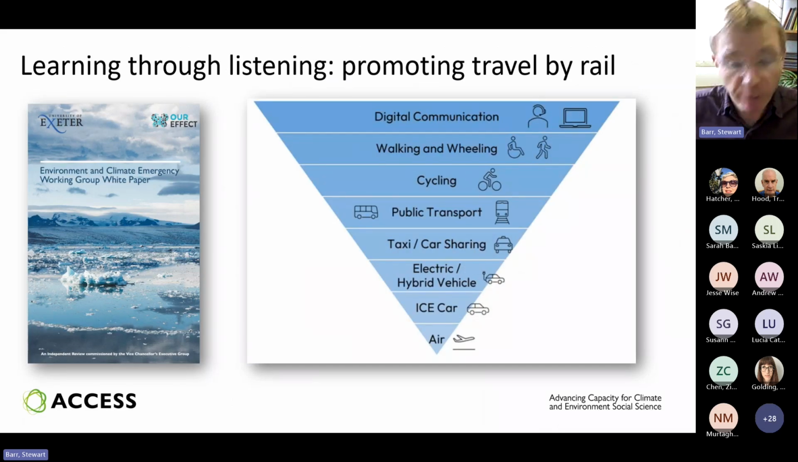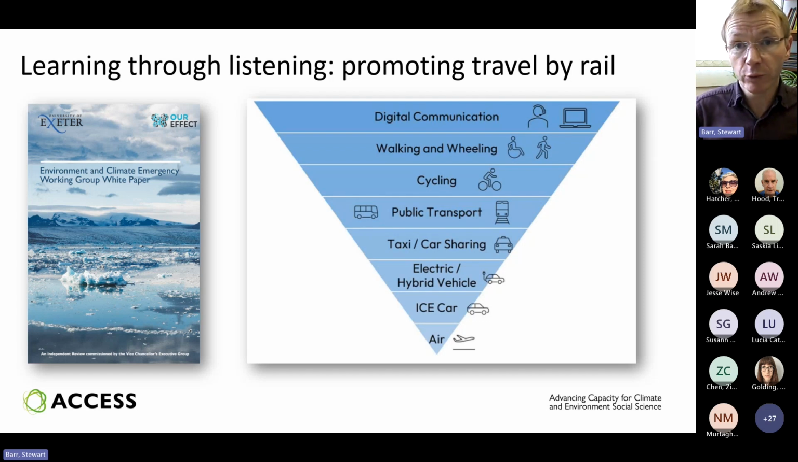So my second example in the last 5 minutes relates to another piece of work I'm involved with at the University of Exeter, which is part of our environment and climate emergency work, working with the sustainability team at the University of Exeter. And about a year ago, a group of colleagues came to me and the director of sustainability at the university, and they said, we really want to promote rail travel.